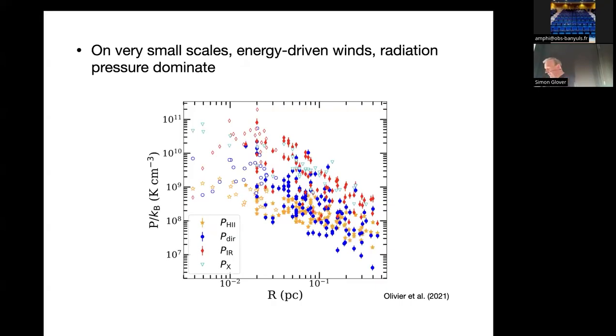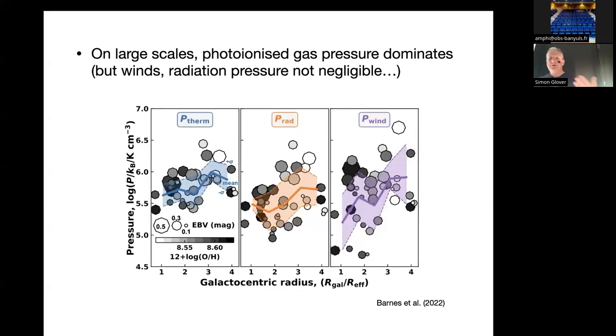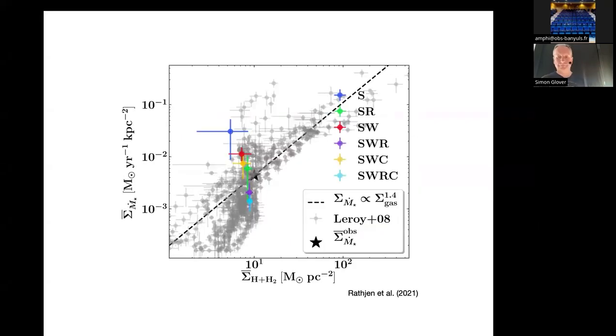Now, the question of which form of early feedback actually is most important is something that observers are trying to answer. I'm not going to talk very much about this because this is something Anna is going to cover in her talk. But basically, to very briefly summarize, we know on small scales, winds and radiation pressure seem to be the dominant things, whereas on large scales, we're primarily dominated by just the thermal pressure of ionized gas, with winds and radiation being somewhat less important.